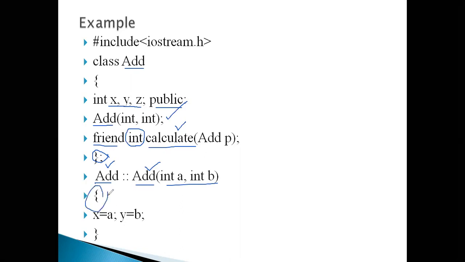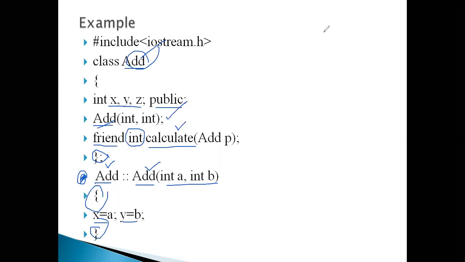Simply here I am assigning a value to x, a value to y, and then closing the function. Here I am not using any return type when I define the member function outside of the class. Why? Because this add is nothing but a constructor. Whenever the class name and function name are the same, we call that a constructor. Constructors do not have any return types. That's why here I am not specifying the return type. We'll discuss the constructor in detail after this one.